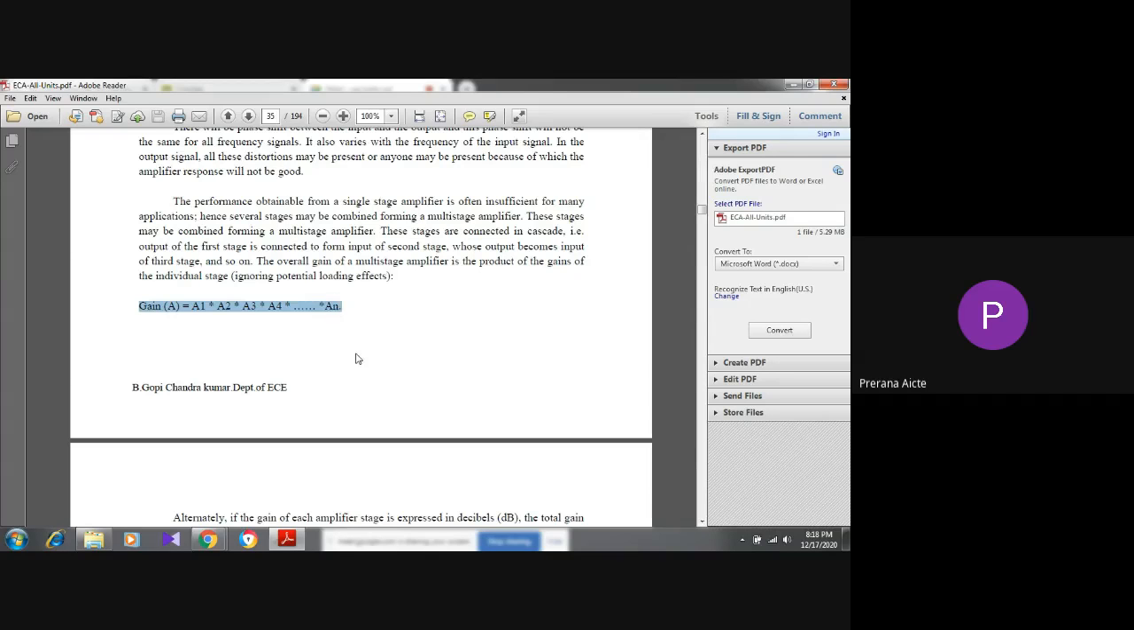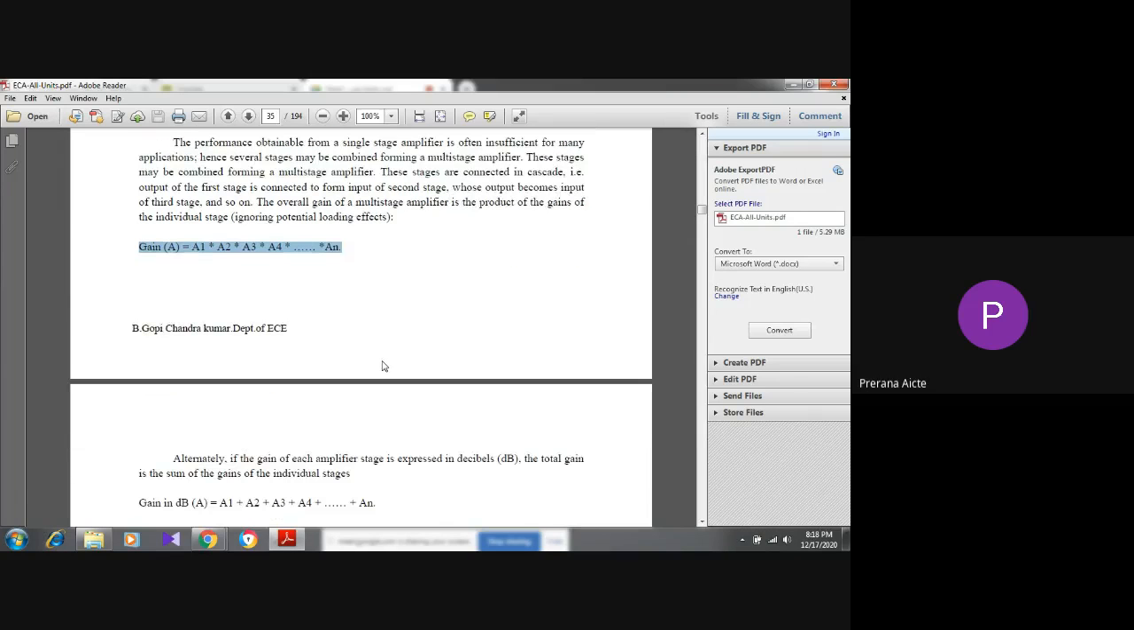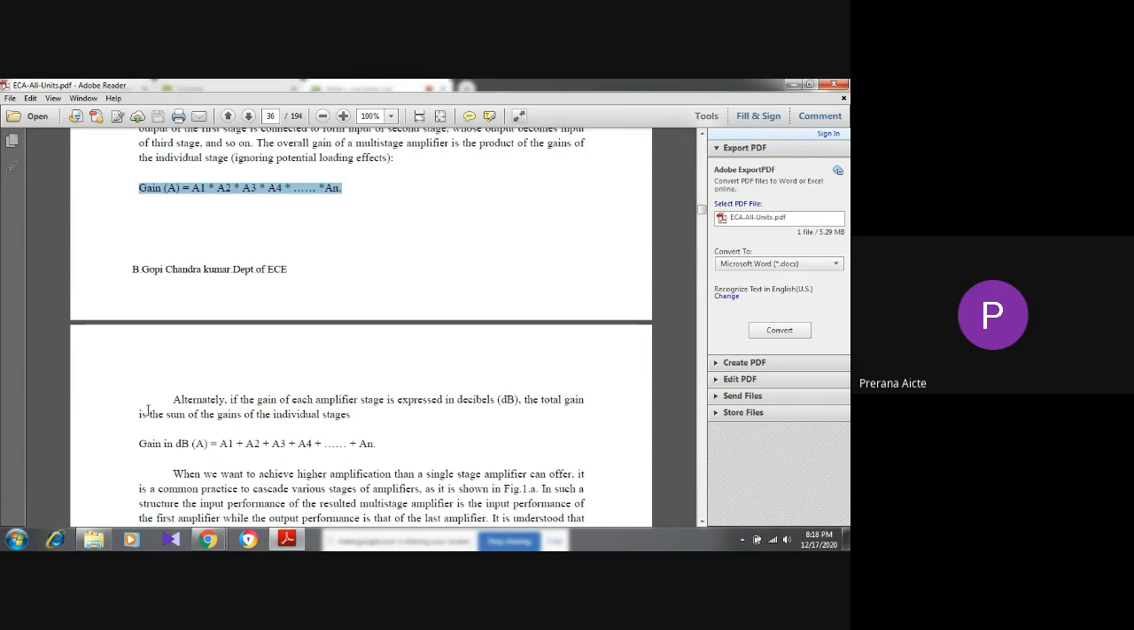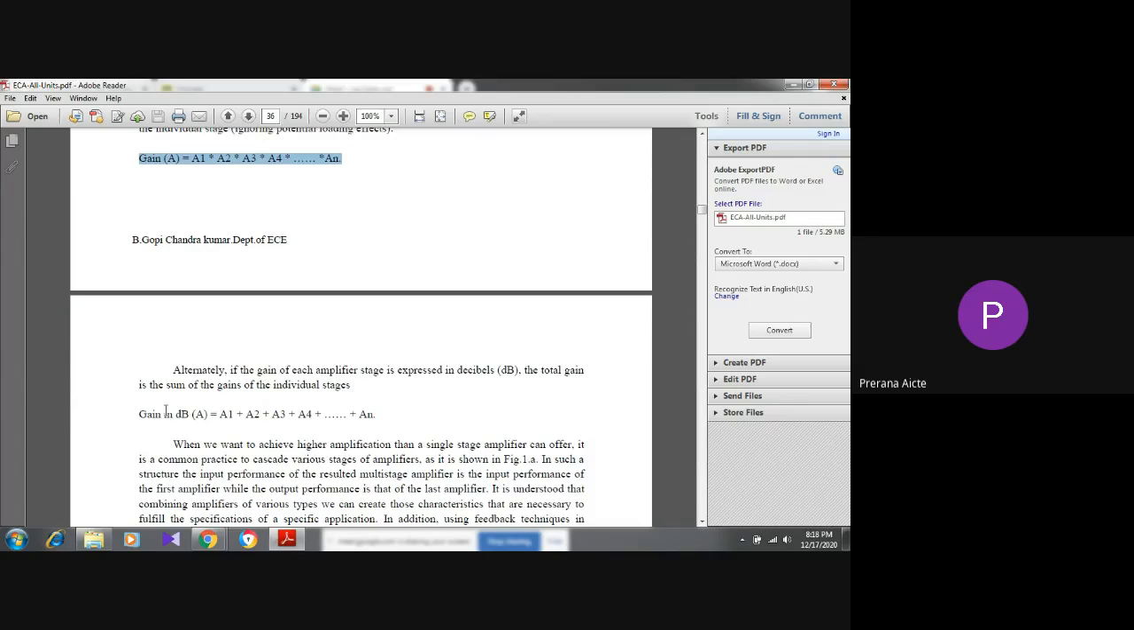Okay, A1 into A2 and so on, up to AN, like this. Suppose we convert this value in dB, then we have to add all the individual gains. See, this is the gain in dB formula. The gain of each amplifier stage expressed in decibels: the total gain is the sum of the gains of the individual stages. So this is the gain in dB formula: A1 plus A2 plus A3 and so on.